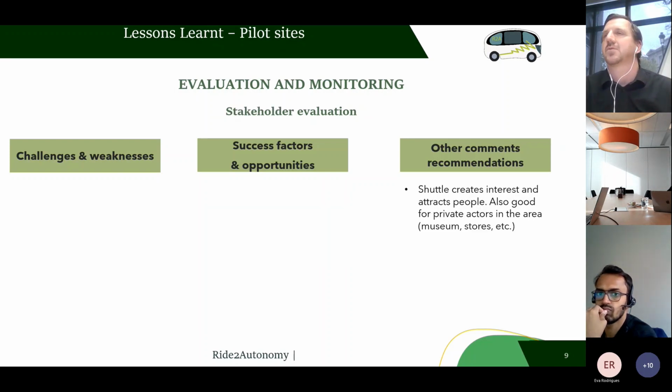So stakeholder evaluation, some of these are empty because there were no answers. So maybe lesson learned too, this could also be due to the timing of the shuttles. But the other comments were that it creates interest and attracts people, and it's good for private actors in the area, again.